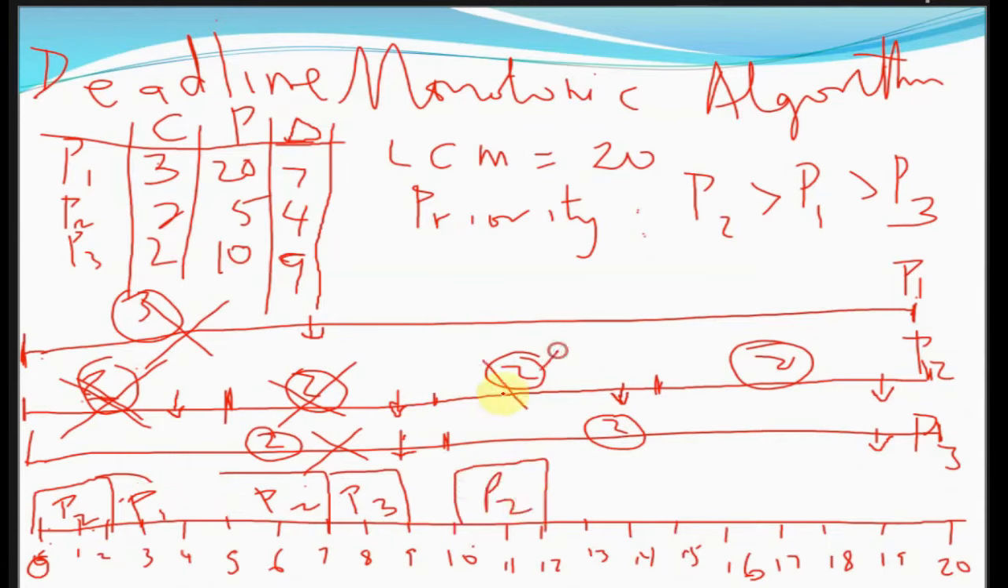P2 here is gone, and we have P3. Is that not so? So P3 goes here. Nope. P3 has to be only 2, right? Okay. Sorry about all of that. So here we go. Now P2, P3.